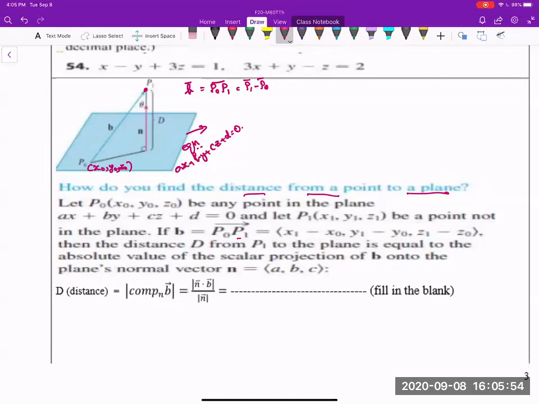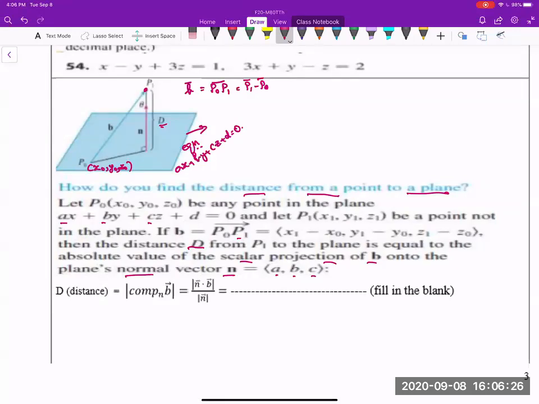Then the distance D from the point P1, that's what we are finding, from the point P1 to the plane is equal to the absolute value of the scalar projection of b onto the plane's normal vector n, which has components a, b, c. We know the components of the normal vector to be a, b, c because the equation of the plane is given in terms of a, b, and c. So the coefficients of x, y, z determine the components of the normal vector.